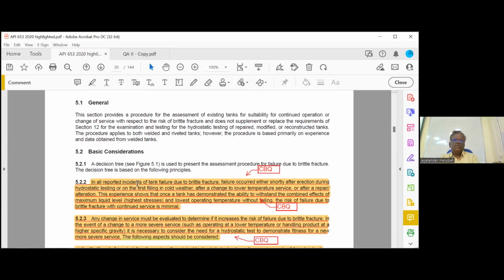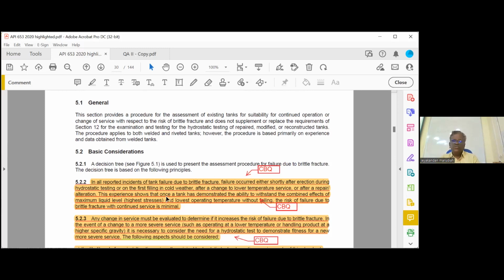In all reported incidents of tank failure due to brittle fracture, failure occurred either shortly after erection during the hydrostatic testing, or on the first filling in cold weather, after a change to lower temperature service, or after repair or alteration. So brittle failure is possible at the first hydro test during construction, the first filling in cold weather, or a change to lower temperature service.